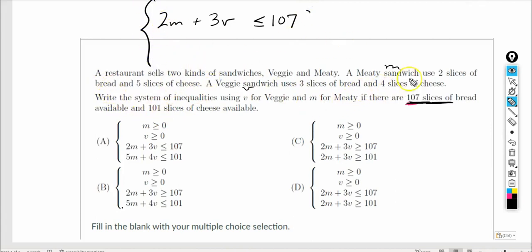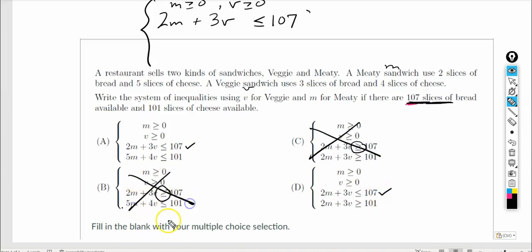Also, you can't have a negative number of sandwiches. So your number of meaty sandwiches has to be at least 0. So does the number of veggie sandwiches. Okay, so that's in all of them, so that's taken care of. Okay, that one is correct. This one is not correct. That one is correct. This one is not correct. So we only have to do A and D.